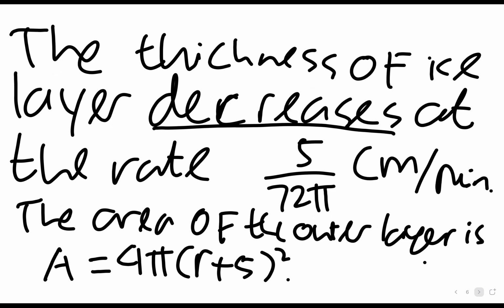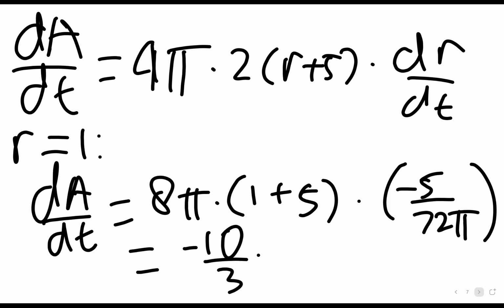And then the second question is to ask the area of the outer layer of the ice. And of course, we can calculate it directly because the area of the outer layer is just the surface area of the sphere of radius R plus 5. So I will have A equals 4 pi (R plus 5) squared. In this case, the question is to calculate dA/dt. Then dA/dt, just take the derivative: 4 pi multiplied by 2 times (R plus 5). And do not forget to multiply it by dR/dt.